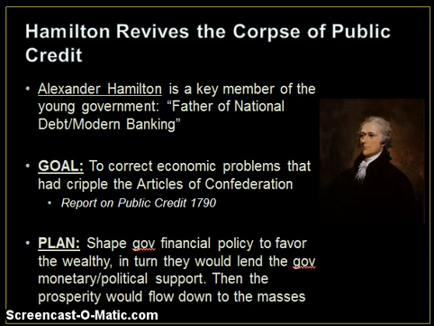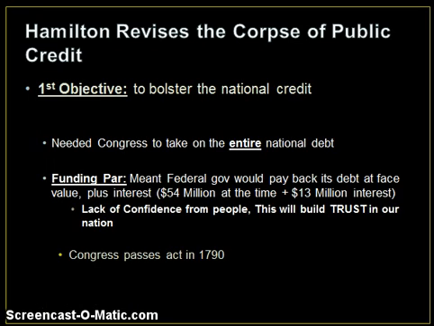So how's he going to do this? Well, his plan is to shape government financial policy to favor the wealthy. In turn, they would lend the government money and political support, and then prosperity would flow from the top down to the masses. So Hamilton's first objective here is to bolster the national credit.